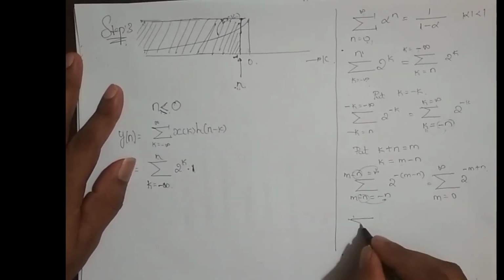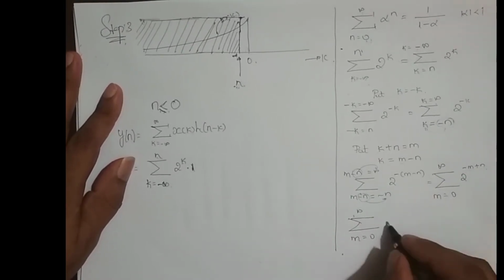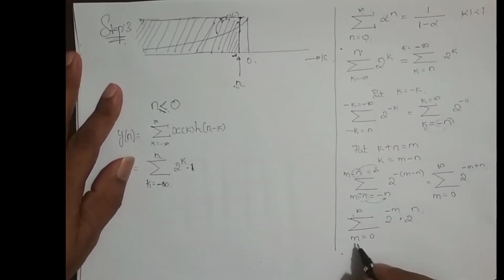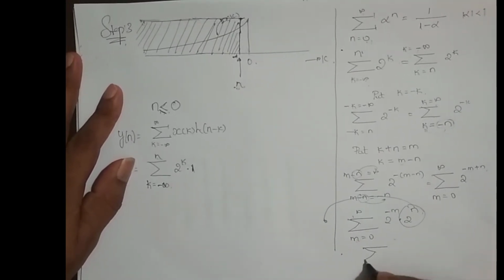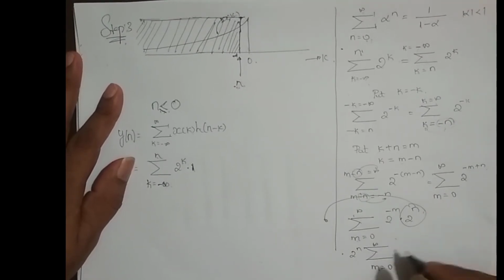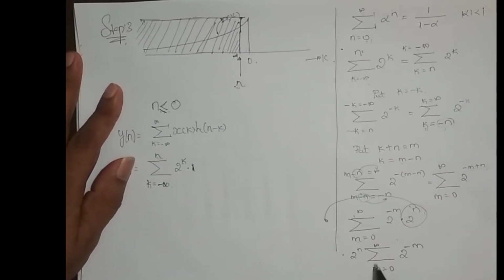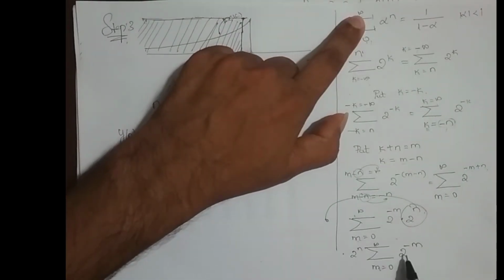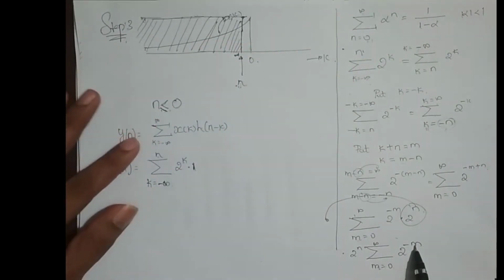Fine. So summation m varying from 0 to infinity, if I split the power, 2 power minus m into 2 power n, and 2 power n is independent of m, I can take it outside, right? So this becomes summation 2 power n into summation m varying from 0 to infinity 2 power minus m. Now I have it in the standard form.